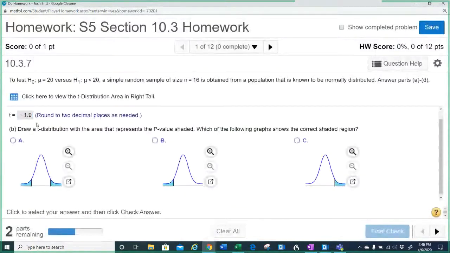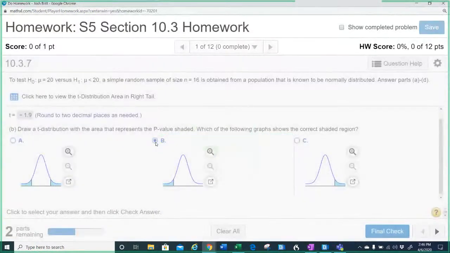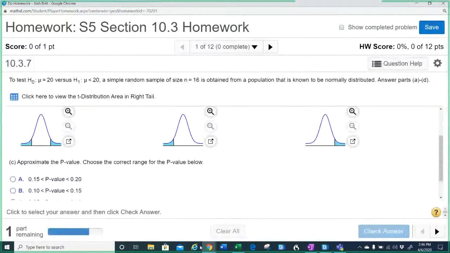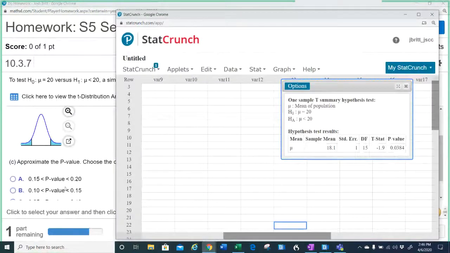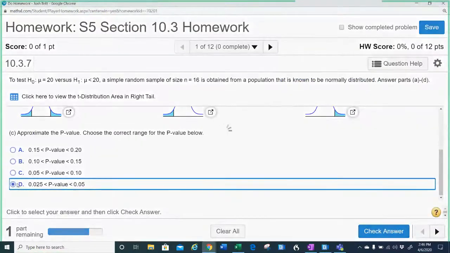For a left tail test, it's always this one. For a right tail test, it's this one. For a two tail test, it's this one. So this is a left tail test. P-value is 0.03, which is between 0.02 and 0.05. So that's where the p-value fits.